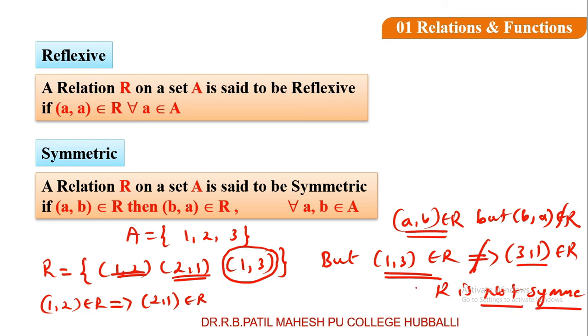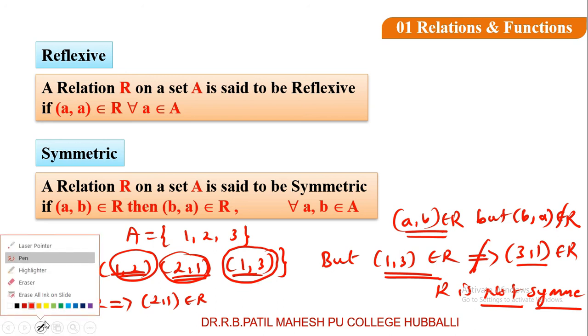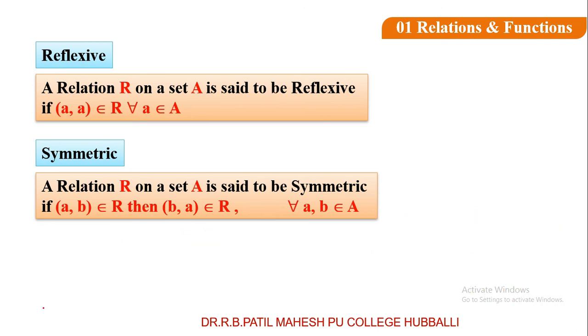You can ask me, sir, (1, 2) belongs to R implies (2, 1) belongs to R. Is it enough? No, sir. Why should we think of the other ordered pair? No, students. A relation must be symmetric only when it satisfies all the ordered pairs. The definition should be satisfied by all the ordered pairs. Then only the relation is symmetric. Otherwise, not symmetric.